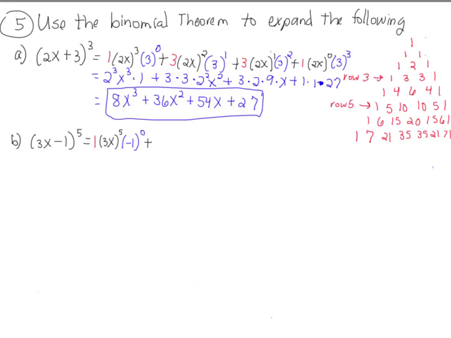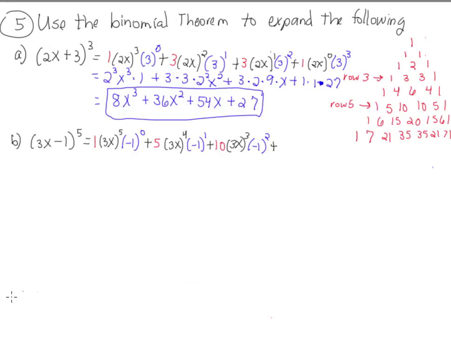plus the second term in row 5 of Pascal's triangle, which is 5. This time the 3x will be raised to the 4th power. The negative 1 is to the 1st degree. For my third term, I'm going to take the third number in Pascal's triangle from row 5, which is 10, times 3x to the 3rd degree, times negative 1 to the 2nd degree.